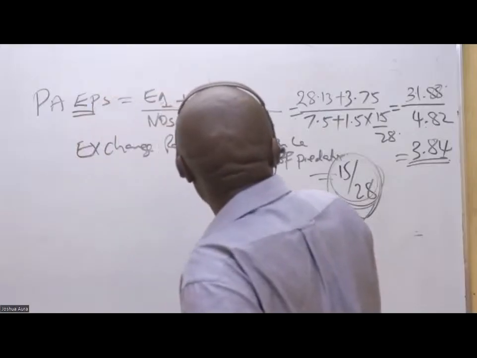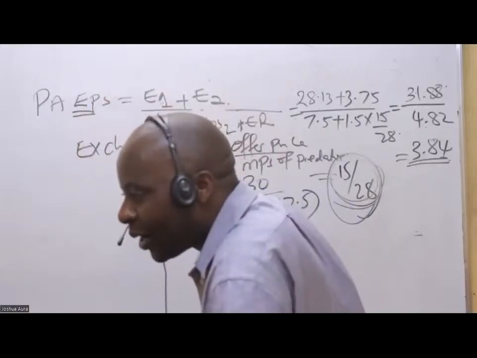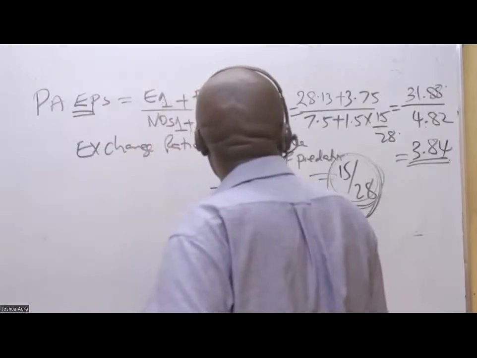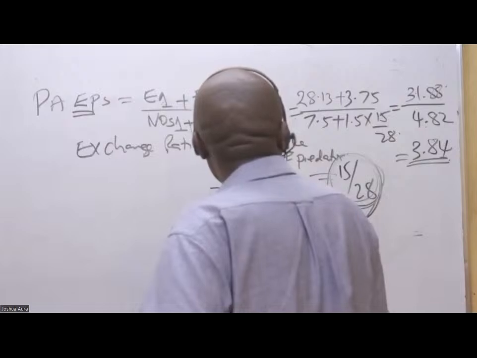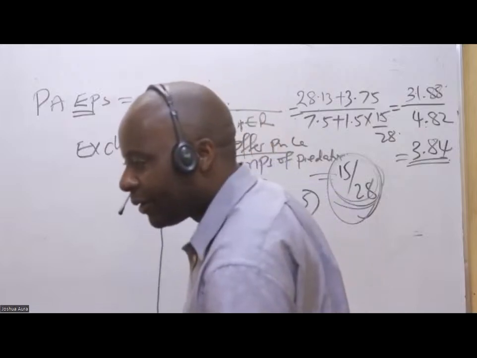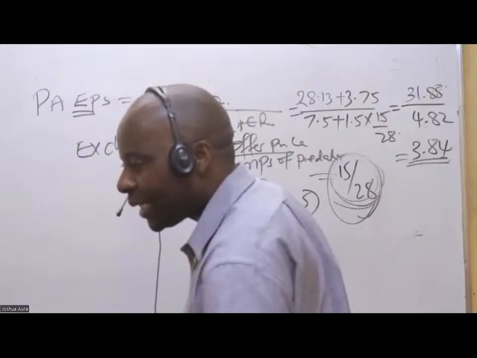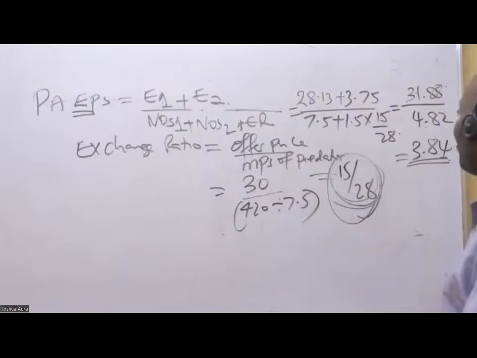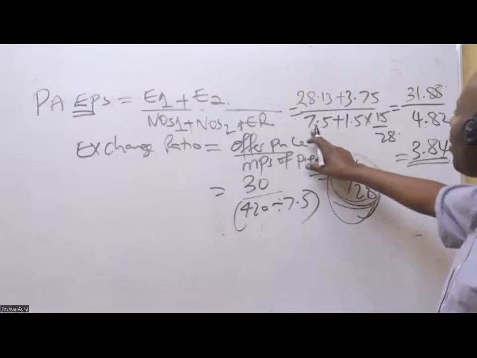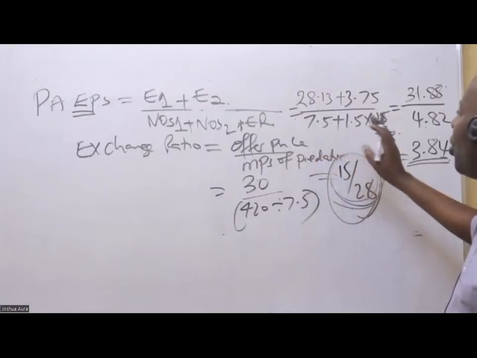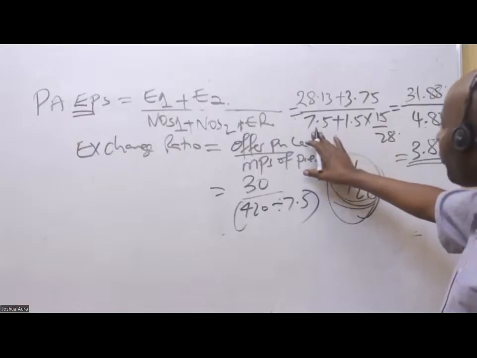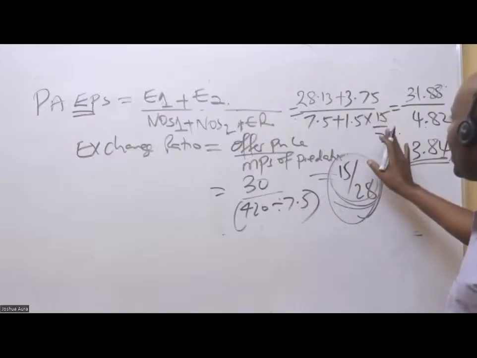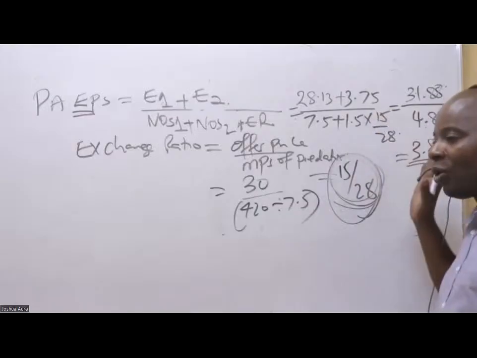31.88 divided by 4.82, how much does it come to? This one gets 8.30. I don't know. According to Body Mass, it is 4.82. Thank you very much for bringing up that point. Please remember, don't take 7.5 plus 1.5 equals. You say 7.5 plus 1.5 in the calculator, you continue times 15/28, and then you say equals at the end of it, because of BODMAS.